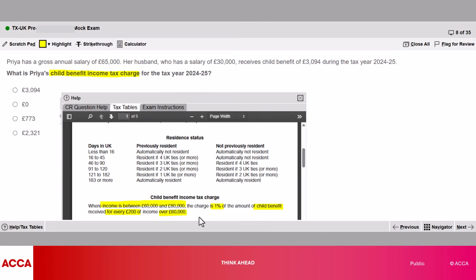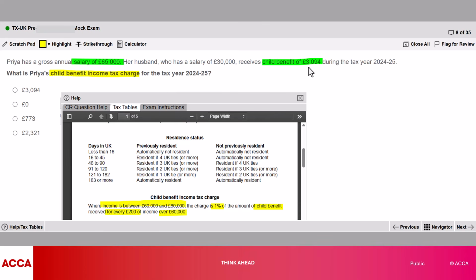What it doesn't tell you is that this is going to be based, where we've got a couple, on the higher income. So even though Priya's husband is the one who's receiving the child benefit, he's only got a salary of £30,000, we're actually going to calculate the charge based on Priya's salary of 65,000, and we've got the child benefit figure of 3,094.